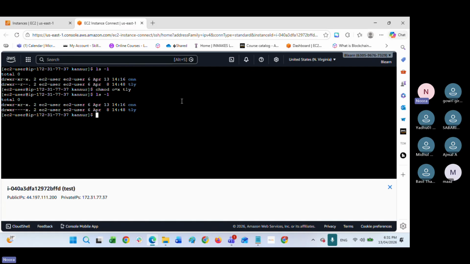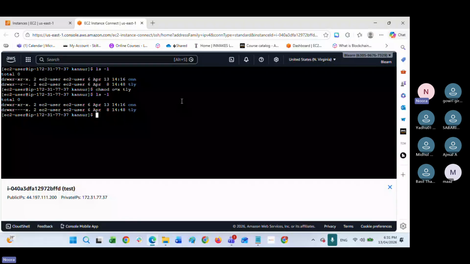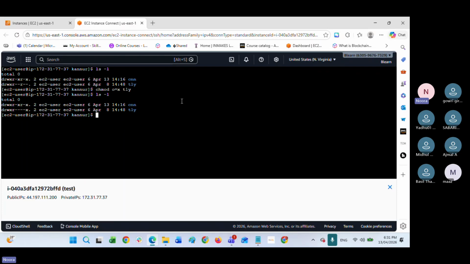Okay, that's correct. But let's say you don't know about equal. Okay, you don't know about equal. But I'm saying that I don't want R for the group. I want X for the group. What do we do?